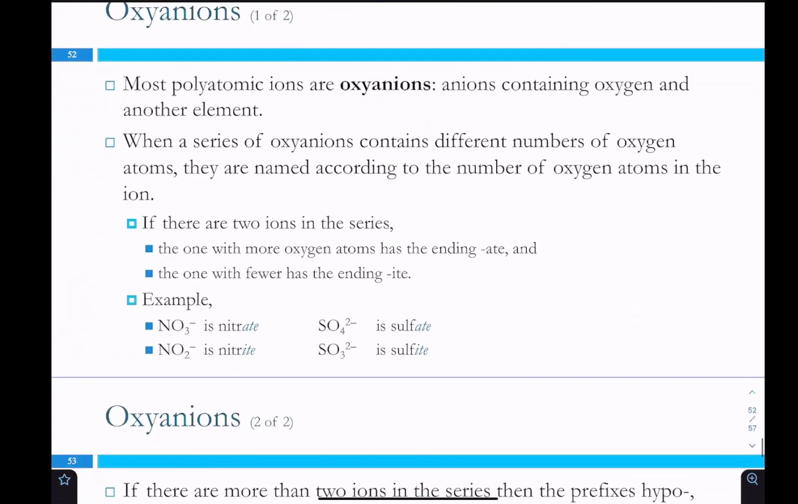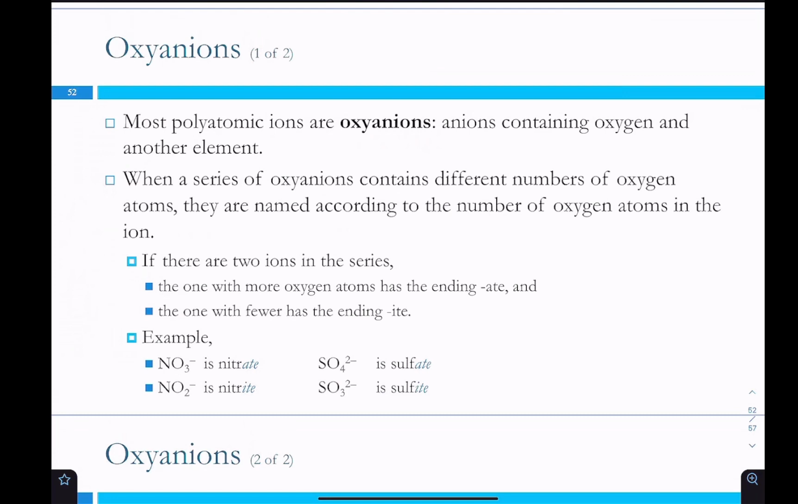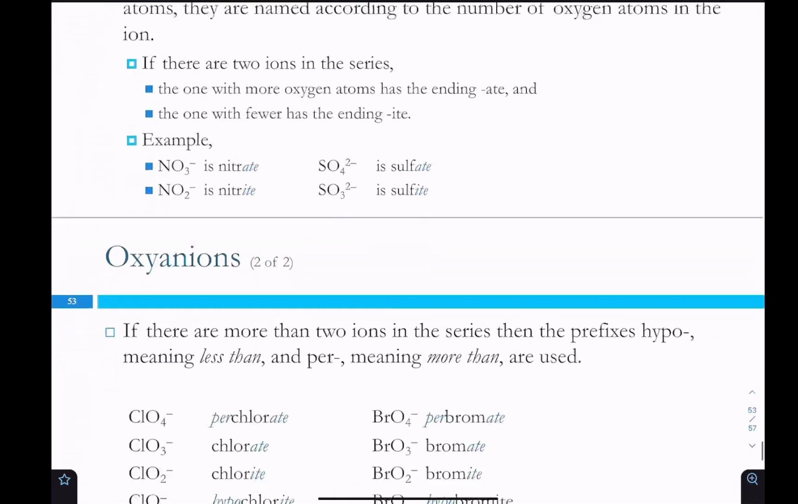Most of the polyatomic ions are oxyanions, which are a specific class of anions that all contain oxygen. When a series of oxyanions contains different numbers of oxygen, they're named according to the number of oxygen atoms in the ion. If there are two ions in the series, the one with more oxygen atoms has the ending -ate, and the one with fewer has the ending -ite. I'm going to show you my method for memorizing these in a second.